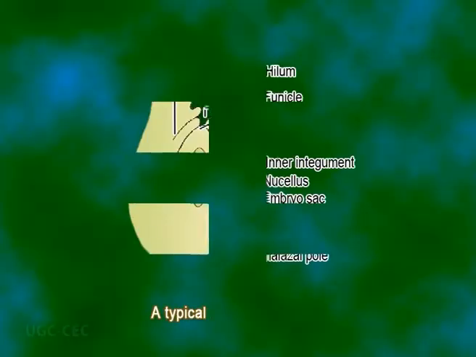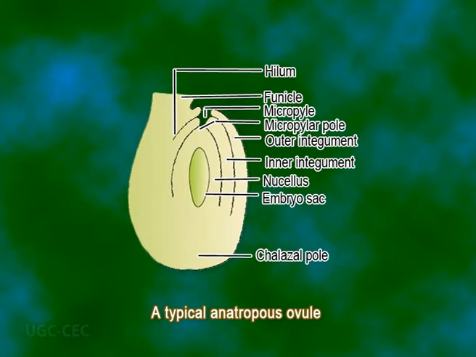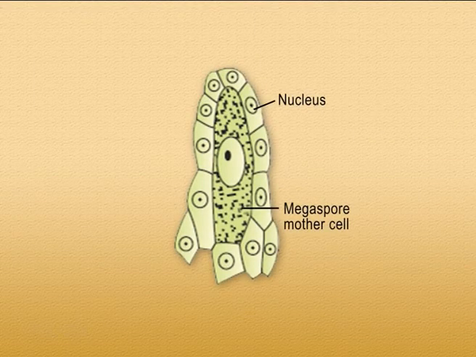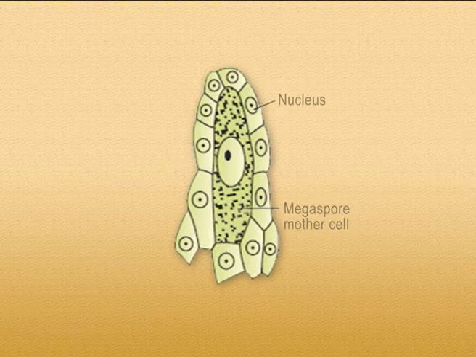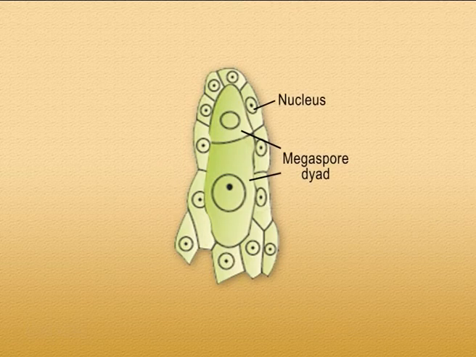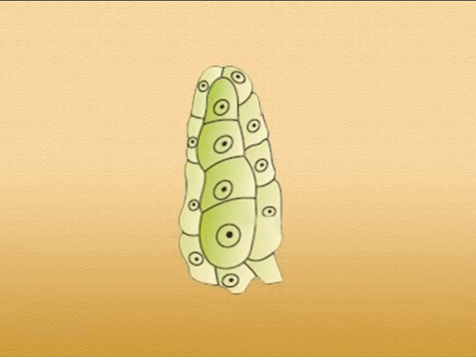Arising from the placenta are the megasporangia, commonly called ovules. An ovule consists of the nucellus, which contains the embryo sac surrounded by the integuments. Ovules generally differentiate a single megaspore mother cell, that's MMC, in the micropylar region of the nucellus. The megaspore mother cell undergoes meiotic division and produces 4 megaspores.